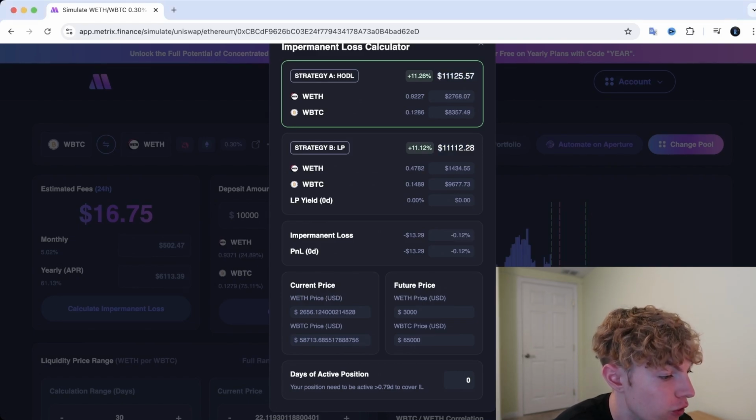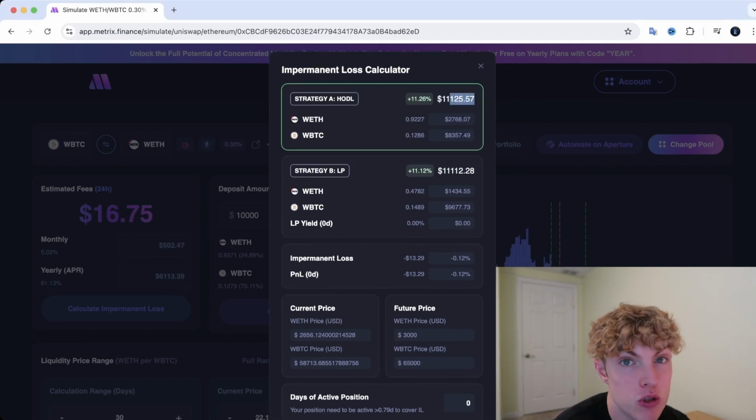So this right here is divergence loss, and divergence loss happens when two assets diverge from each other. So if Bitcoin is going up more than Ethereum, or Ethereum is going up more than Bitcoin, that creates divergence, which ultimately creates divergence loss. Remember, divergence loss is not final until you rebalance your position or exit out of it.